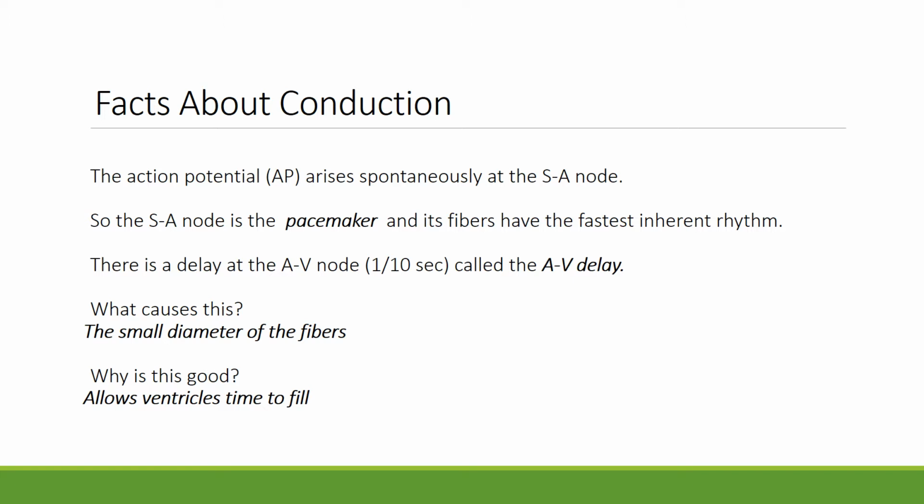Things that you should remember about conduction are, number one, the action potential arises spontaneously at the SA node, and remember that's in the right atrium. So the SA node is the pacemaker of the heart, and its fibers have the fastest inherent rhythm. There's a delay at the AV node of 1/10 of a second, and we call that the AV delay. Because the fibers here have a small diameter, this is what causes the delay. The reason we want there to be a delay is because it allows the ventricles time to fill.